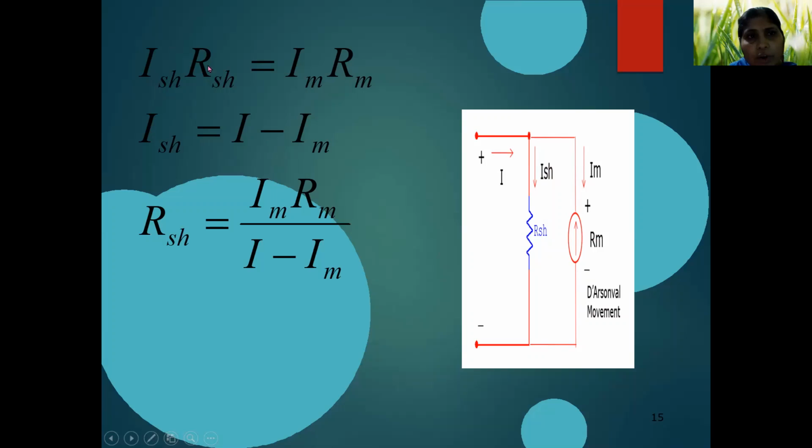So I can calculate the value of shunt resistance from here. RSH is equal to IM RM upon ISH. The value of ISH is equal to how much? I is equal to ISH plus IM, so I can write ISH equal to I minus IM. So the shunt resistance is equal to IM RM upon I minus IM. With the help of this relation, the shunt resistance value can be calculated.